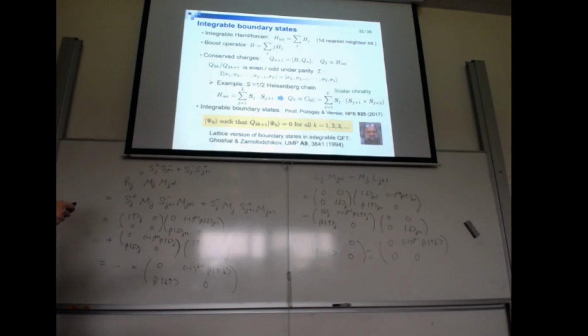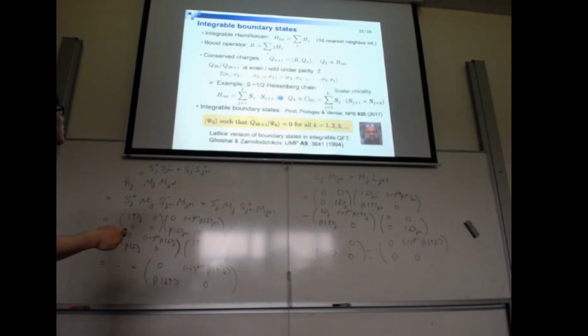If you commute B with H, then you get Q3, which is proportional to the sum of scalar spin chirality. The integrable boundary state is a state such that it's annihilated by all the odd parity conserved charges. Here, parity operation means just inversion in this 1D system. This is an odd parity operator if it flips the sign when you sandwich Q by the inversion I, so IQI goes to minus Q. And this is a lattice version of the boundary state discussed in integrable quantum field theories.